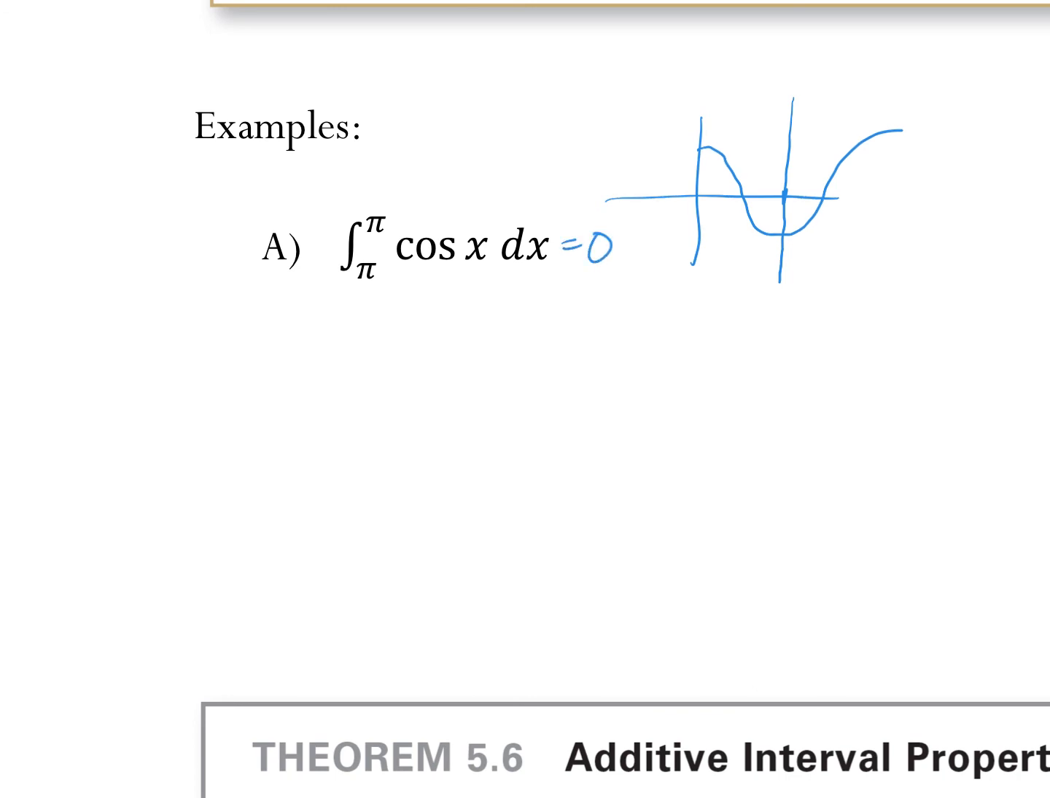Zero. So, first rule, a nice easy rule about definite integrals since we're talking about area. If these two numbers match, the width of my interval is zero, so the area of my interval is zero. Good so far? I told you you would like this part.